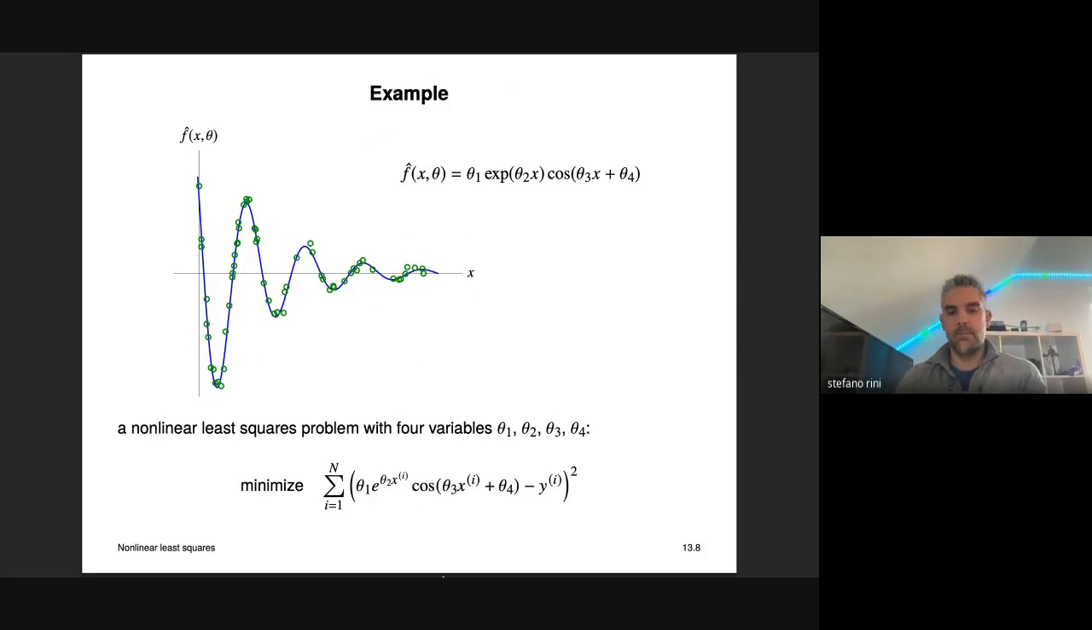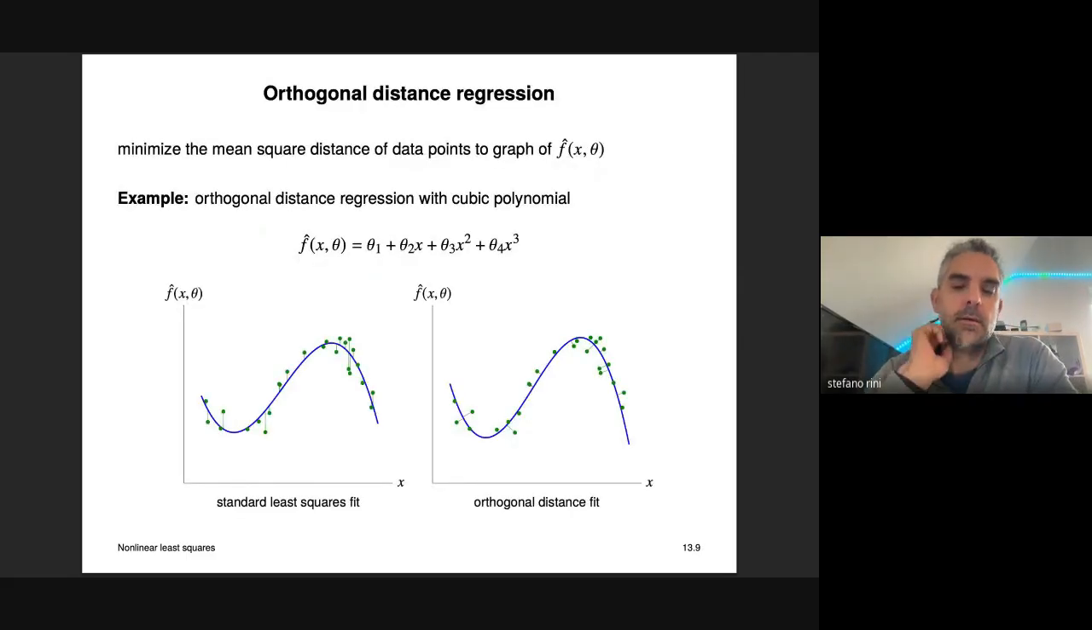So we set up a minimization problem where we have the sum over the dataset points of the distance between the label y hat, the label predicted by our model f hat, which is a function of x and theta, and the labels y of the dataset points. Another example is to minimize the mean square distance of the data points from the graph of f hat.